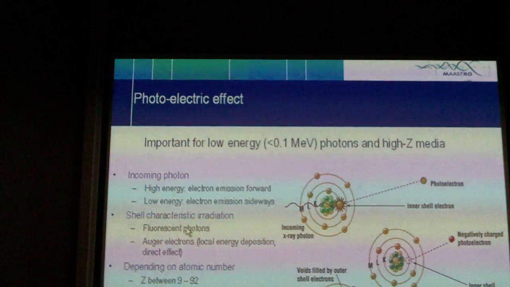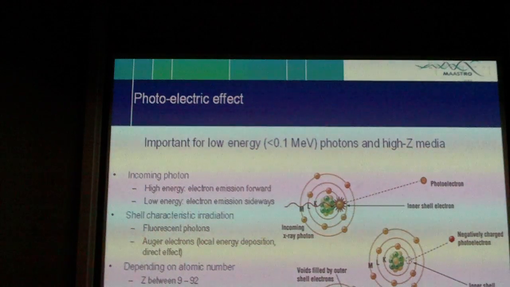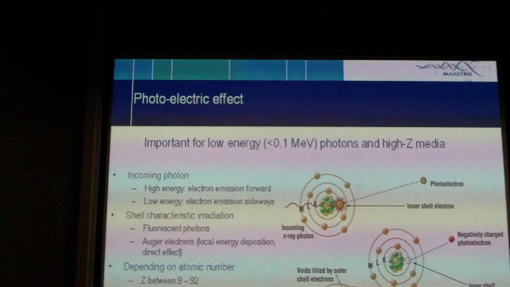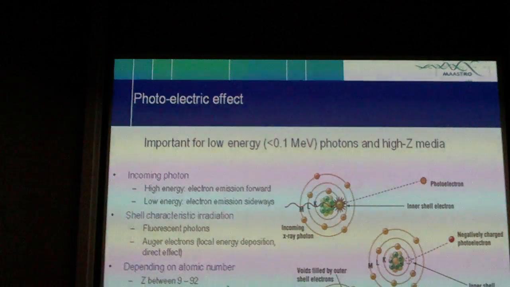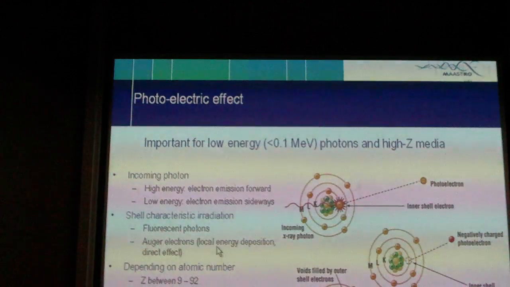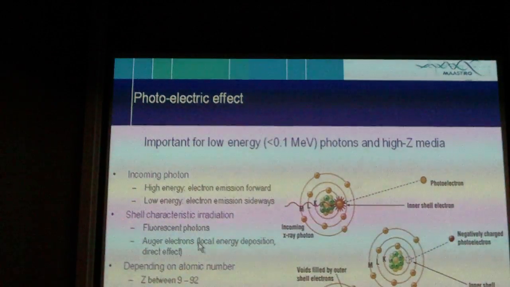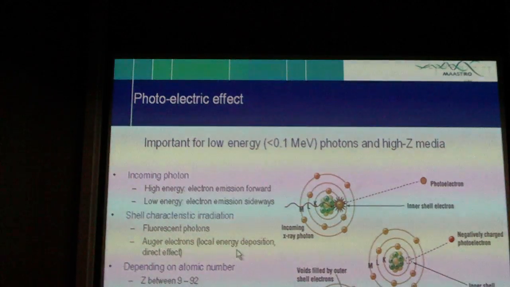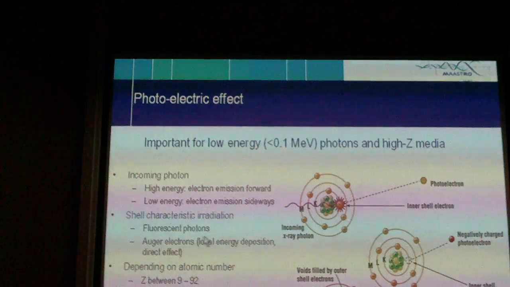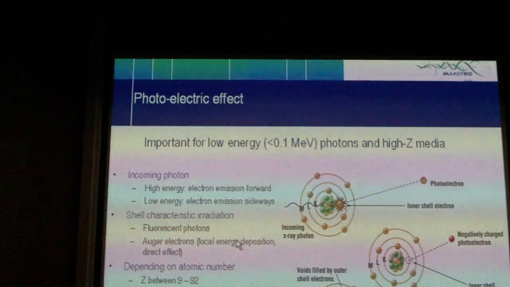So if you look over here, the shell characteristic irradiation, of filling the empty spaces, can be a fluorescent photon, so you can do fluorescent imaging with it, or it can be an Auger electron. So it's again an electron, a direct interaction that doesn't travel very far, so you get a local energy deposition and damage.